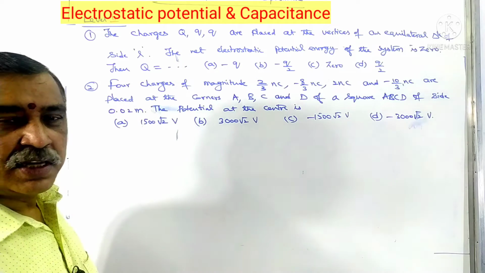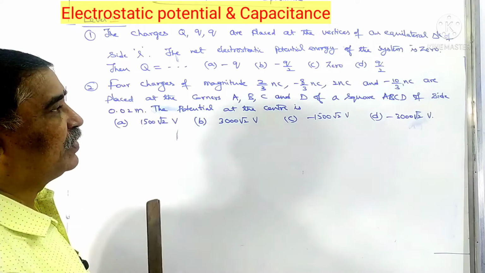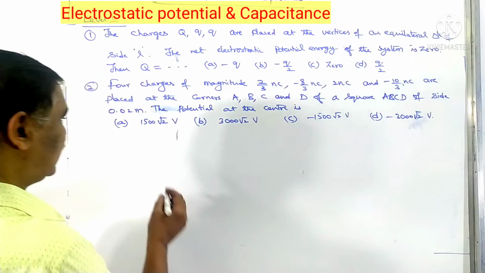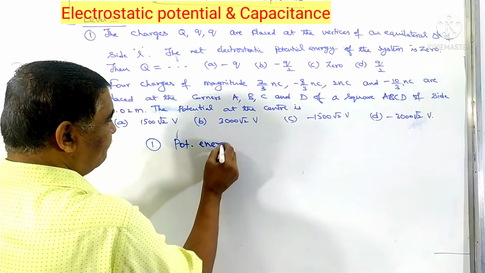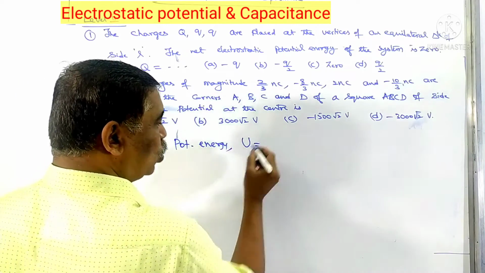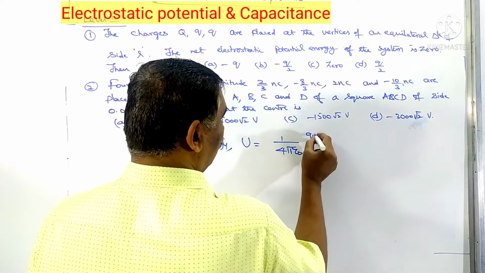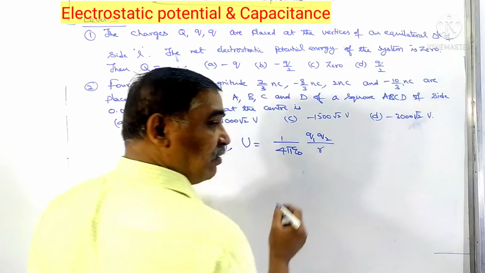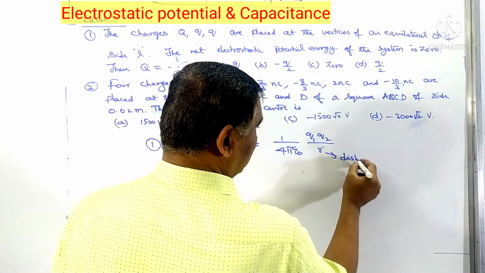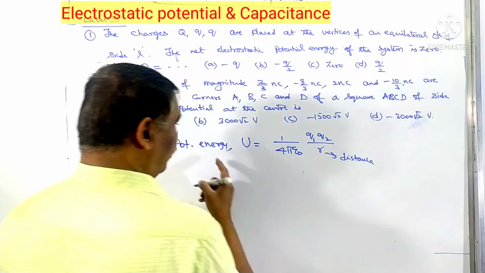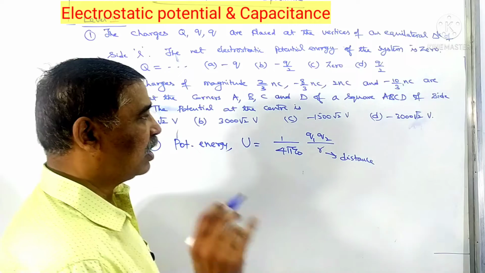See, for this question, recall the equation for electrostatic potential energy. If you are given two charges, potential energy, I take it as U, is equal to 1 by 4 pi epsilon naught Q1 Q2 by R. There is a formula available to us. So when two charges are separated by a distance R, the potential energy U is given by 1 by 4 pi epsilon naught Q1 Q2 by R.